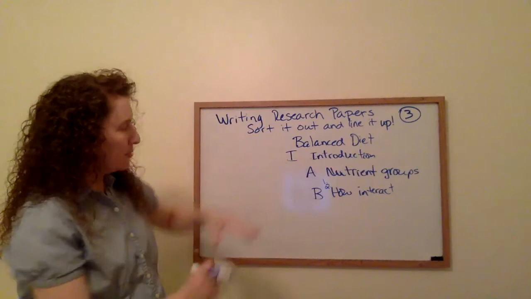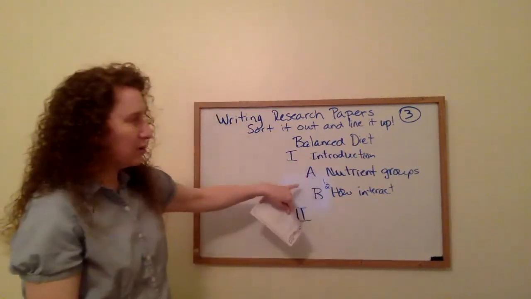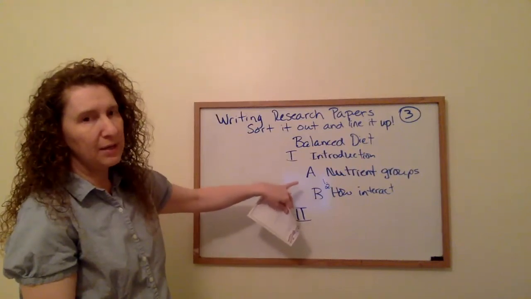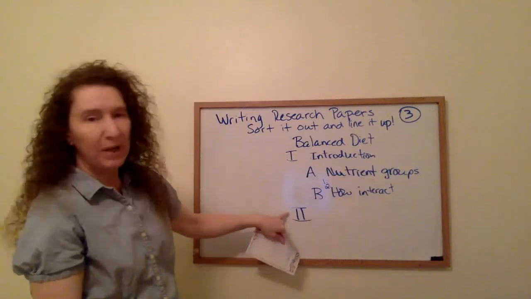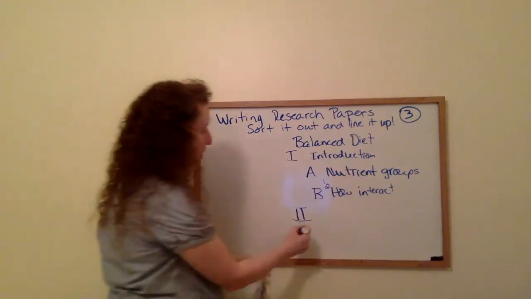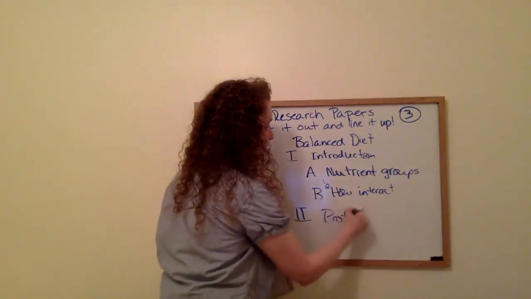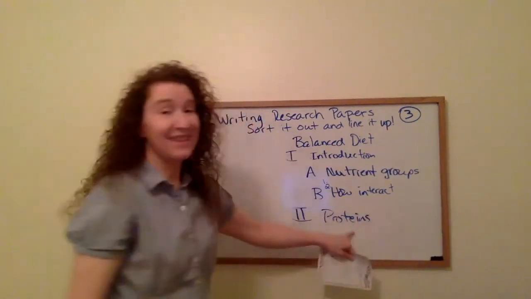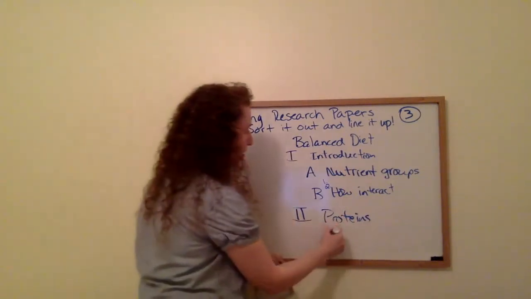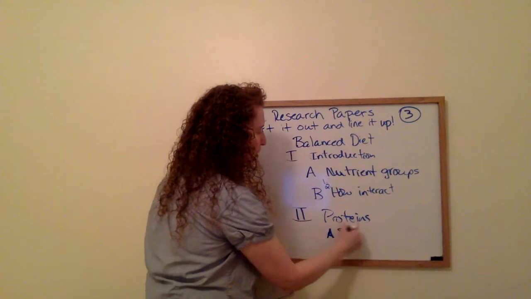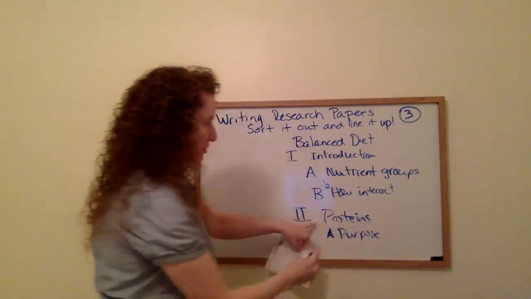So 1 is an introduction, right? So 2 is going to be, I'm going to have my different nutrient groups for my other Roman numerals. So 2 would be like proteins, right? I think it's EI, not IE. And then under there, I'm going to put an A. This would be purpose. I'm going to talk about the purpose of the nutrients.